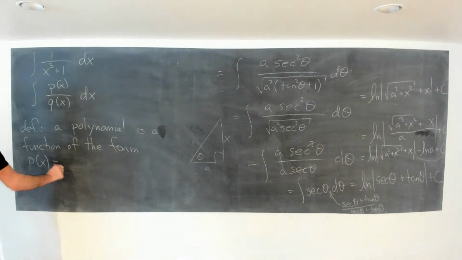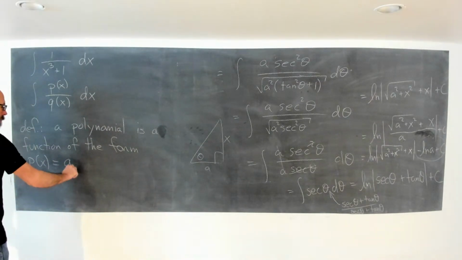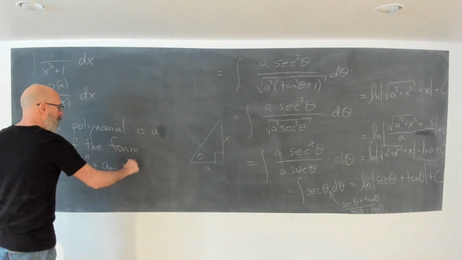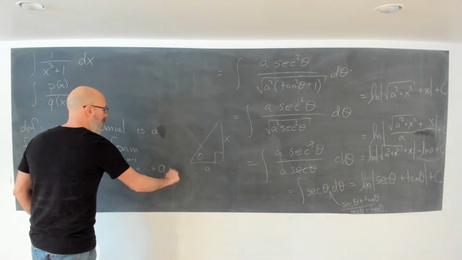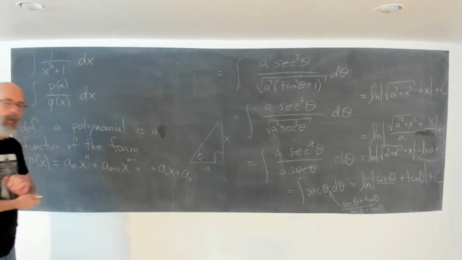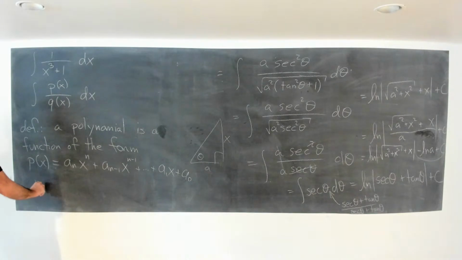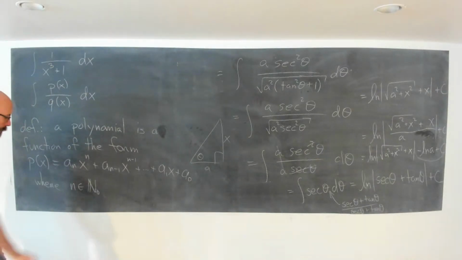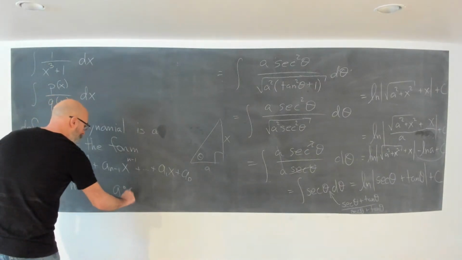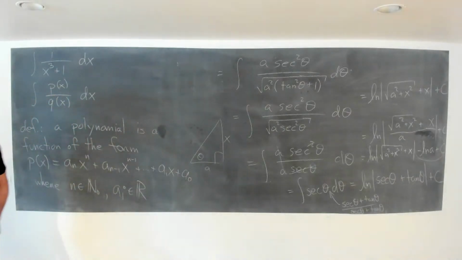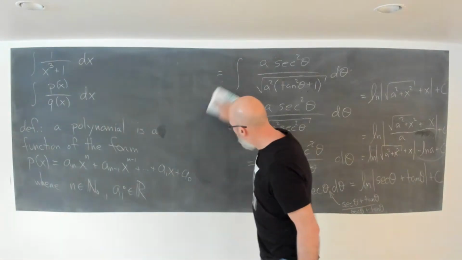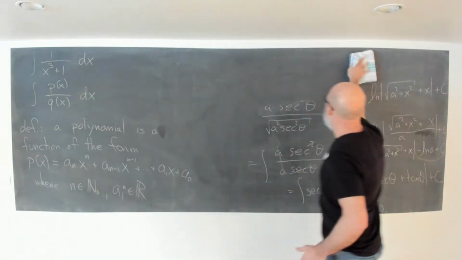So a polynomial is a function of the form a_n x to the n, plus a_(n-1) x to the n minus 1, and so on, all the way down to a_0, where n is a whole number and the a_i's are real numbers. This is what a polynomial looks like.